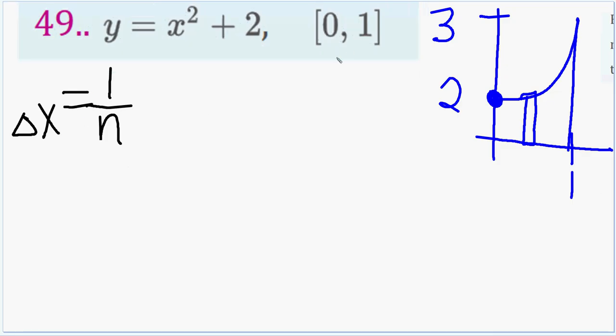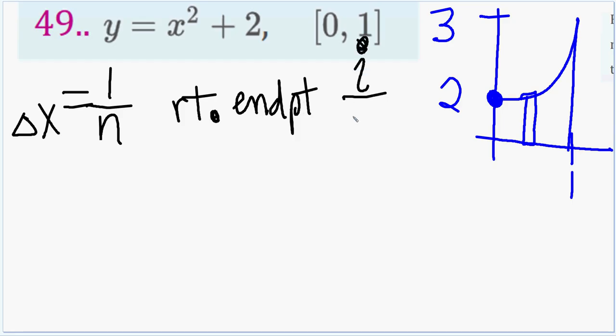Okay, and they didn't tell us what endpoints to use, right or left. Right endpoints 99 times out of 100 are easier. So our right endpoint formula is going to be our delta x, 1 over n times i. So it's going to be i over n. And I try real hard not to make my i's look like ones. I give them a little squiggle at the end and make sure I dot that i really well.